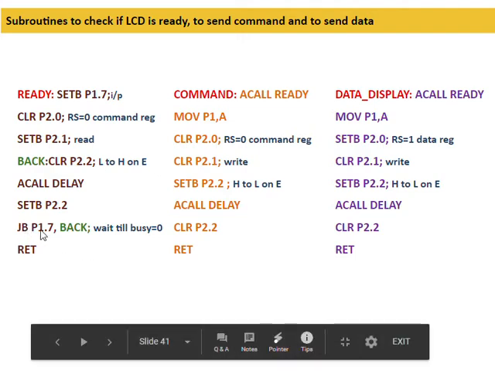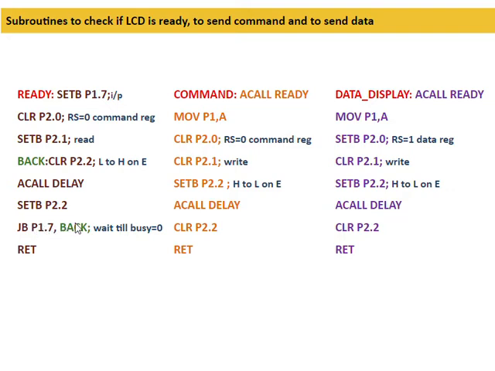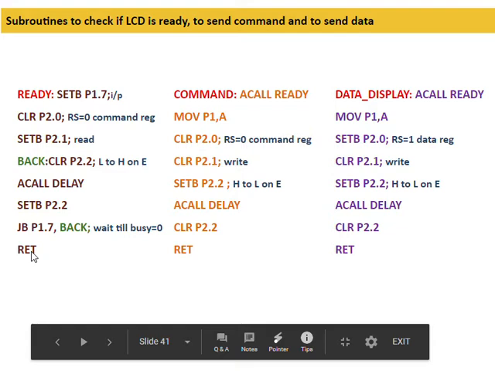So as long as P1.7 is high, that is as long as the busy flag is high, we will continuously check P1.7. We will send a low to high pulse on enable and see what is the value of P1.7, that is the value of the busy flag. If it is 1, jump to back, again check. We will continue in this fashion until P1.7, that is the busy flag, becomes 0. When the busy flag becomes 0, that is when P1.7 becomes 0, we will return to the calling program.